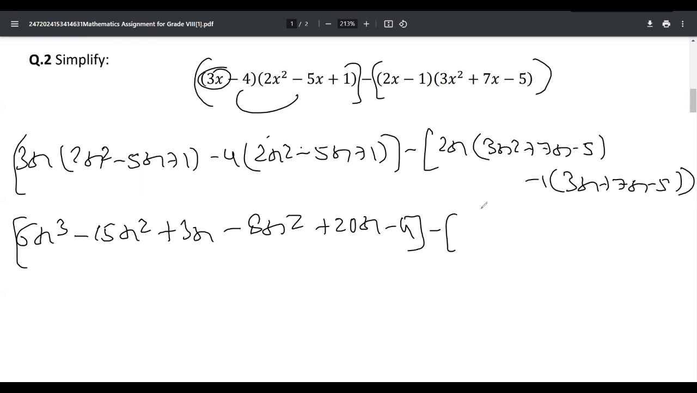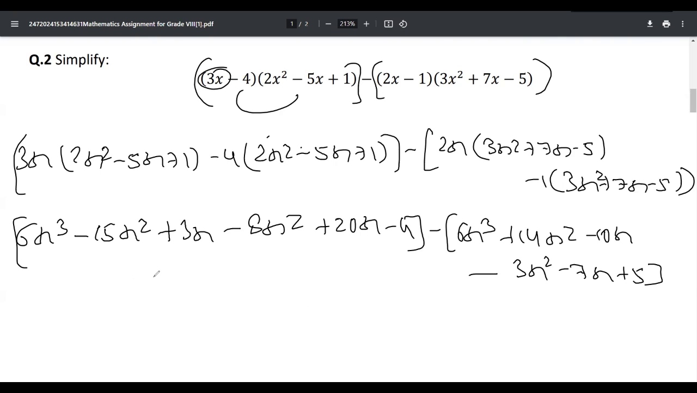Now I'm going to do this part. 2x into 3x square is 6x cube... same way, this is 3x cube. 2x into 7x is 14x square. 2x into minus 5 is minus 10x. Now check here, we are going to multiply with minus 1. As you know, with minus 1 the sign will get reversed. Minus 1 into 3x square is minus 3x square. Minus 1 into positive 7x is minus 7x. Minus 1 into minus 5 is going to be positive 5.